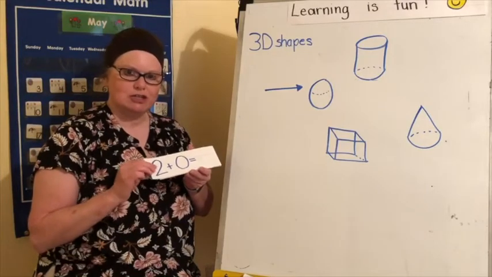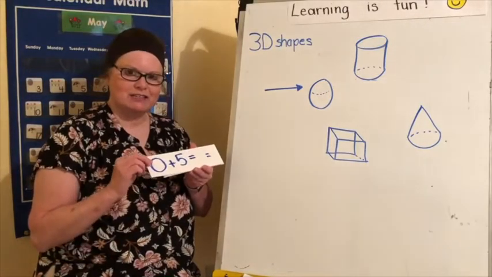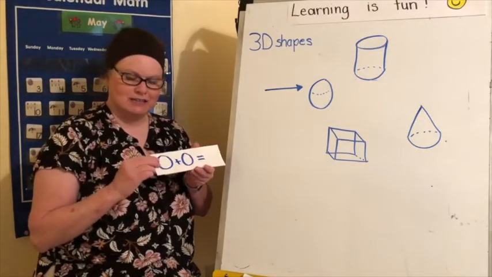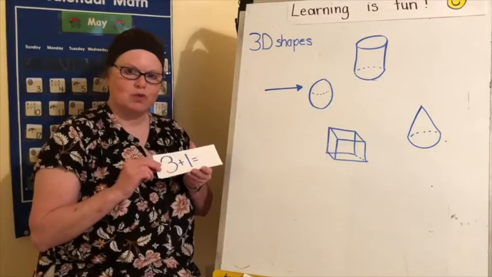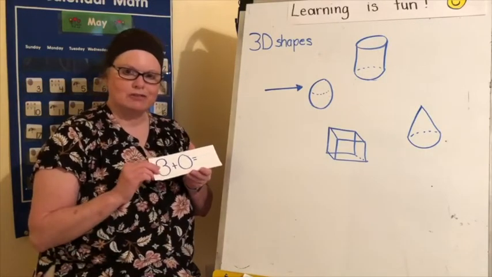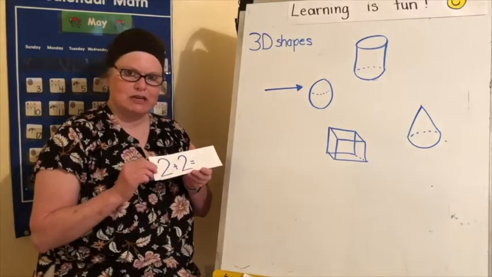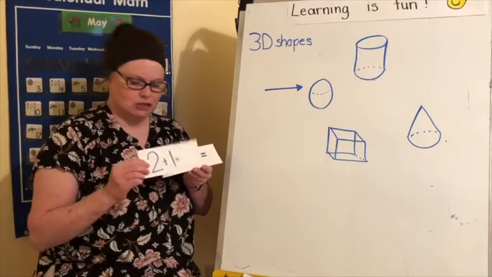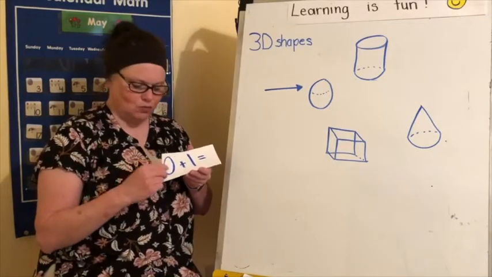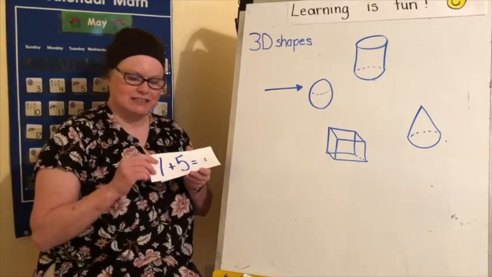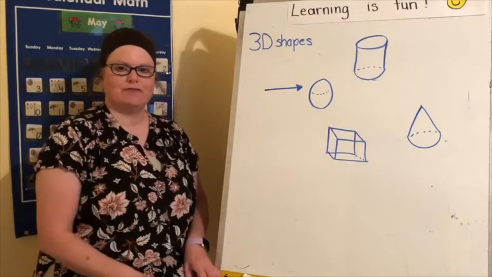2 plus 0 is 2. 0 plus 2 is 2. 0 plus 5 is 5. 0 plus 0 is 0. 1 plus 3 is 4. 3 plus 1 is 4. 3 plus 0 is 3. 2 plus 3 is 5. 2 plus 2 is 4. 2 plus 1 is 3. 0 plus 3 is 3. 0 plus 1 is 1. 1 plus 5 is 6. 1 plus 0 is 1. 3 plus 2 is 5.